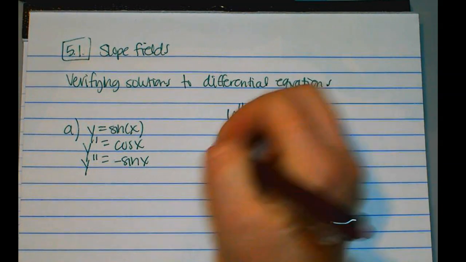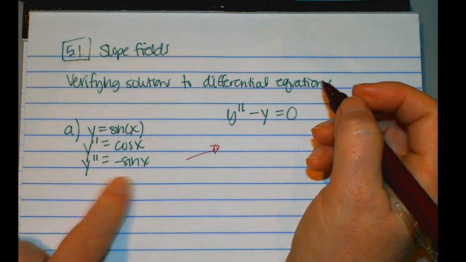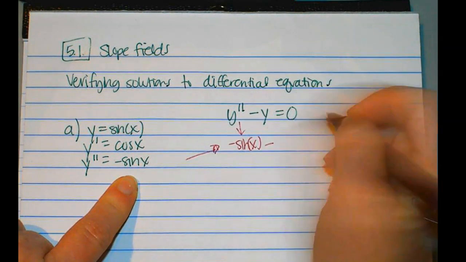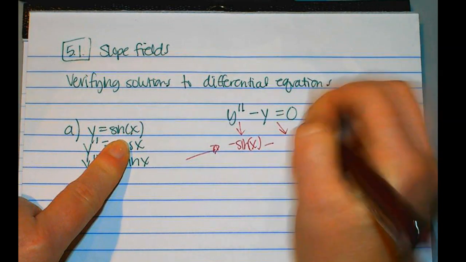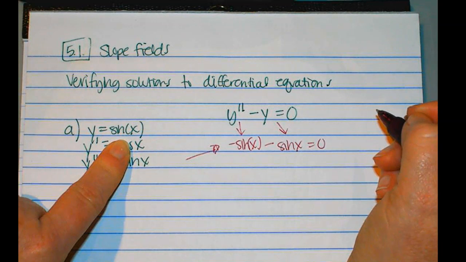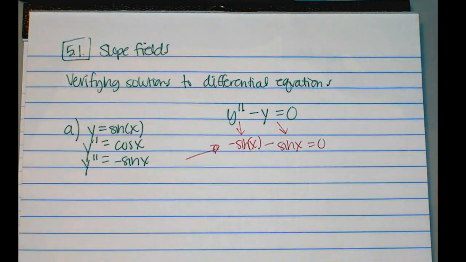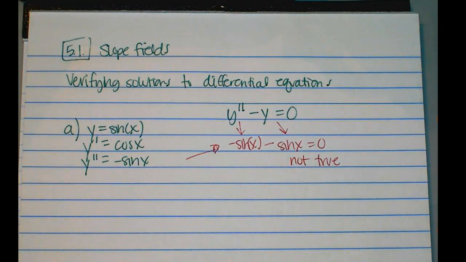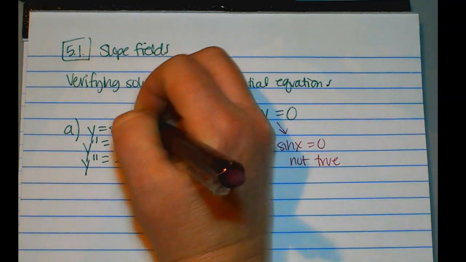So I go over here and I say y double prime is negative sine of x minus y, sine of x, equals 0. Is that true? Not true. We know that because I made you define solution like 5,000 times, that if it can't plug it in, and if it's not a true statement, then it's not a solution. So this is not a solution.